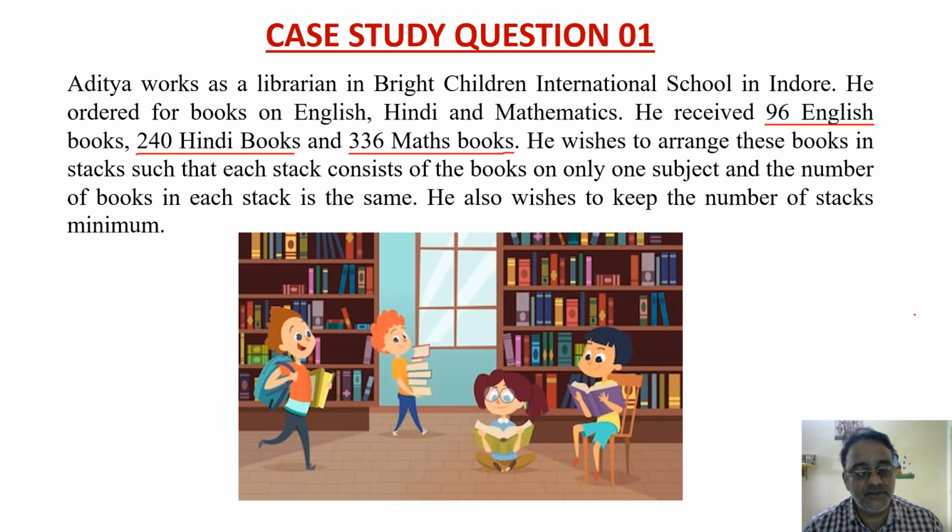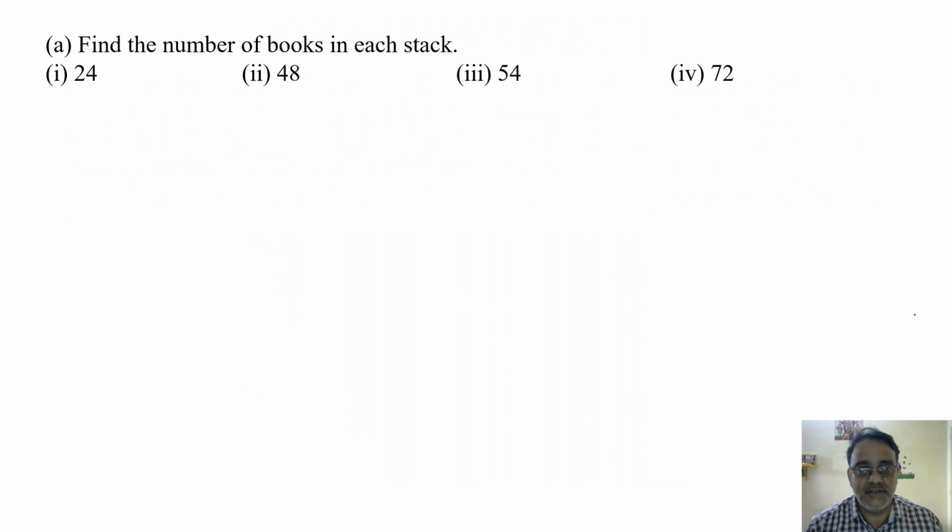Okay, so now based on this, we are going to solve some questions. Find the number of books in each stack. So that means we have to find, see, expected value is minimum here, less. Okay, expected value is less, because if we make stacks of books, the number of books in each stack will be less. This is clear? Yes, sir. Okay, so our tip number 3 will work here.